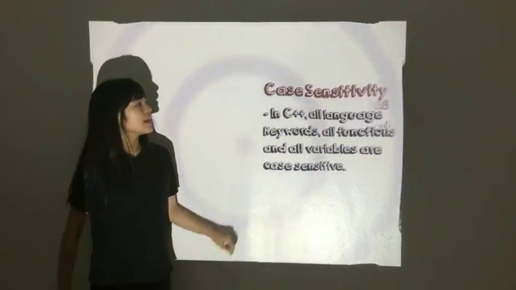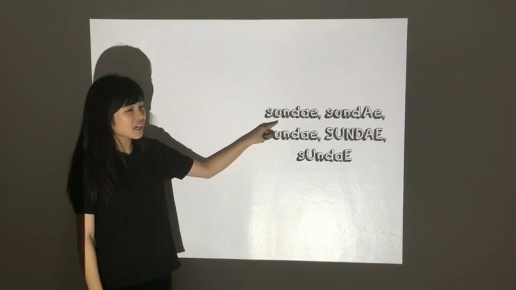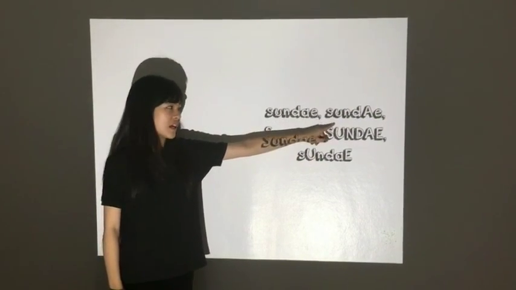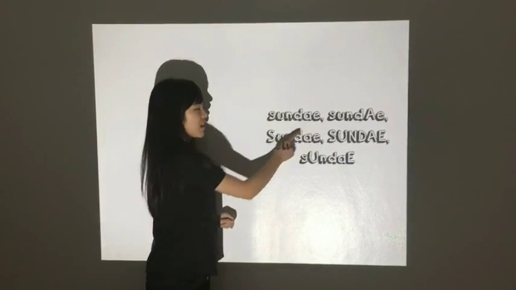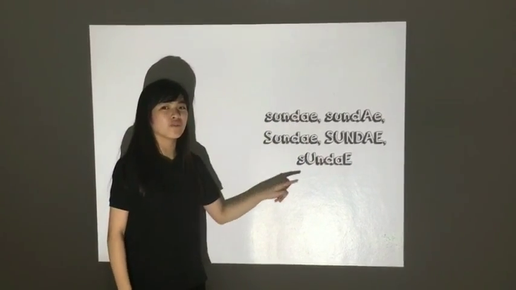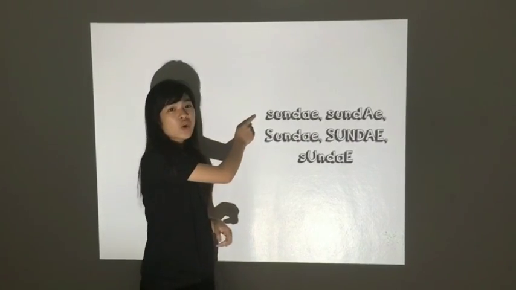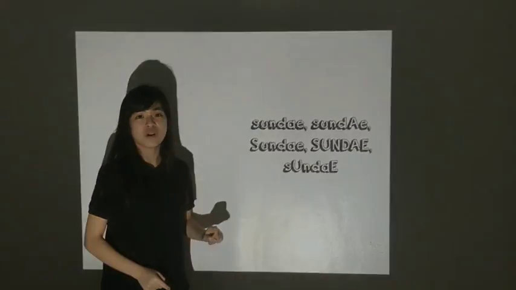Next is the case sensitivity of C++. Sunday is different from Sunday with a capital S. All these Sundays are totally different from one another, meaning each can hold different data from the others.